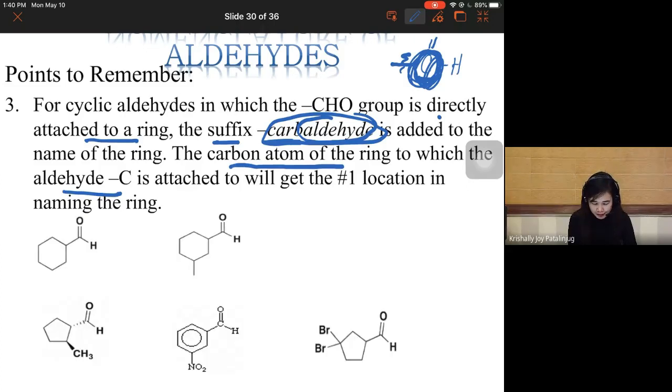Say for example, all of these are cyclic aldehydes. As you can see, all of these cyclic molecules have the aldehyde group directly attached. So in naming, you simply name the ring.